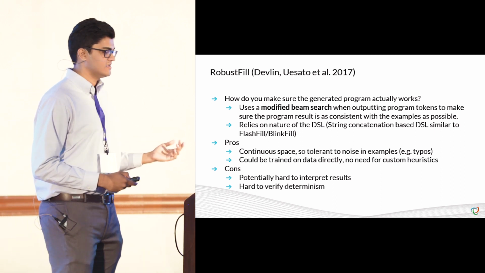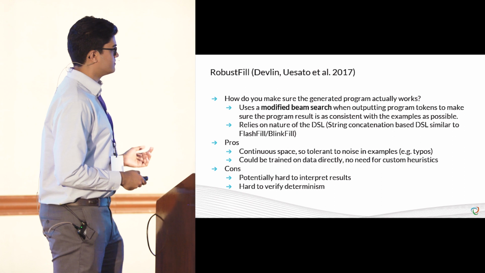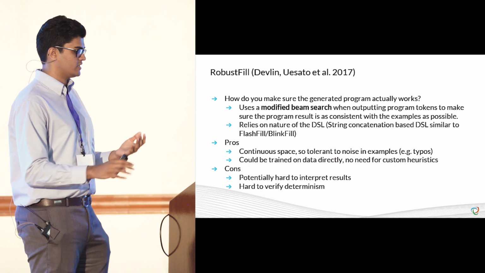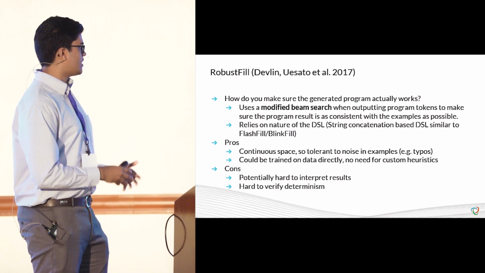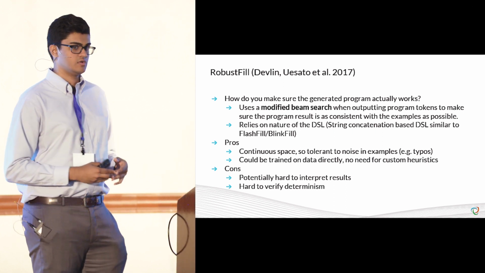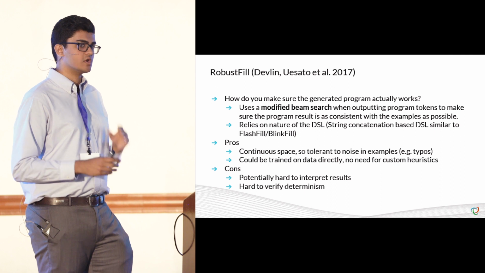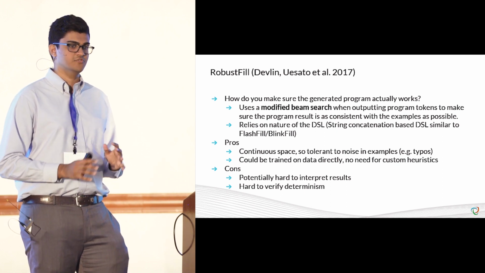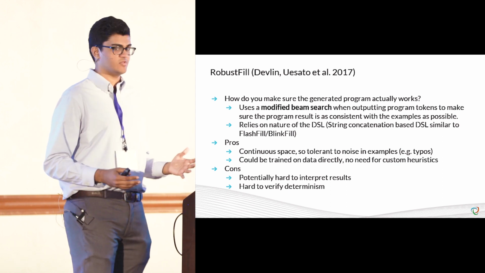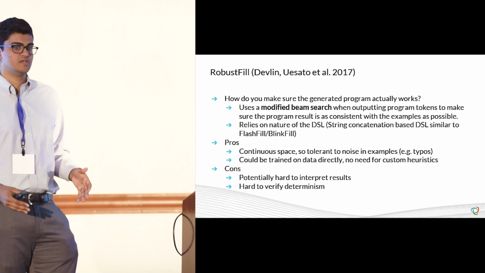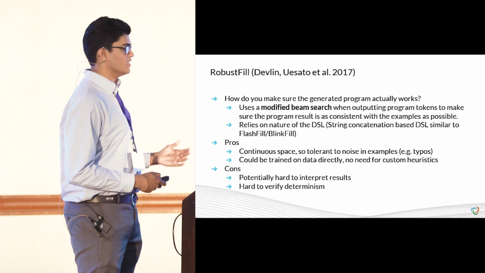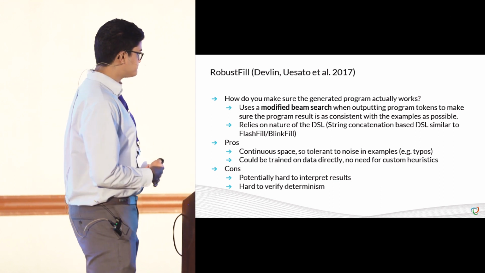The way they approach this is in the decoding step. Beam search is a common way of getting the most likely sequence of output tokens. They modified it to also enforce the constraint that the output is as consistent with the examples as possible. So there is a slight potential for failure, because even with a very large beam, you might still end up where the neural network just can't predict a correct program. But it was able to do pretty well on most of the tasks that FlashFill and BlinkFill handled.